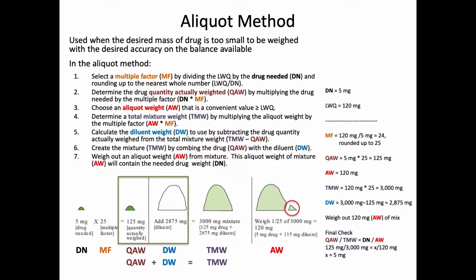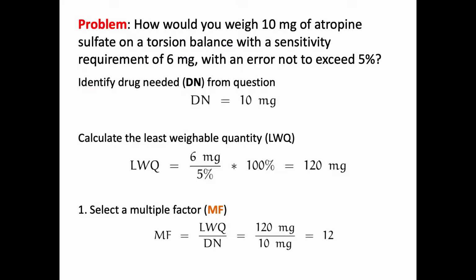Now what we need to do is practice. Let's start our first practice problem, and I'll show you how to do each of the 7 steps to aliquot happiness. All right. So the problem reads, how would you weigh 10 milligrams of atropine sulfate on a torsion balance with a sensitivity requirement of 6 milligrams with an error not to exceed 5%?